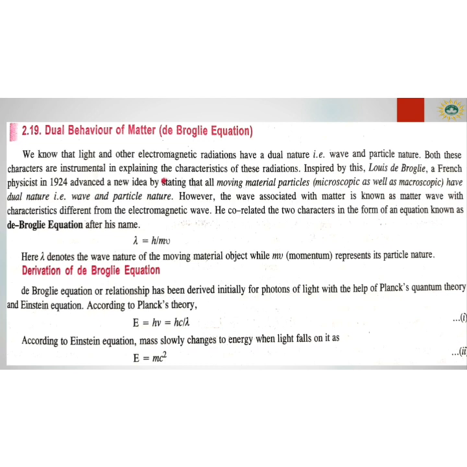So that is known as the dual behavior of any matter. The wave associated with the matter is known as matter wave, with characteristics different from the electromagnetic wave. So here de Broglie gave an equation.